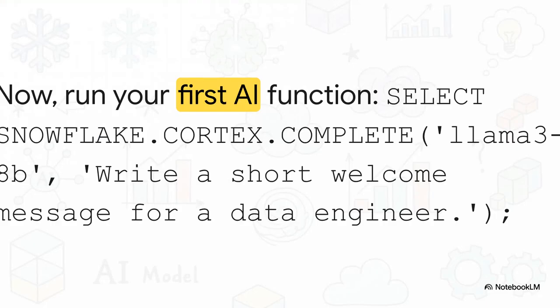Okay, here it is, your very first AI query. We're using the complete function, which is the main tool for generating text. And look how simple it is. It just takes two arguments. First, the name of the AI model you want to use, in this case, Meta's Llama 3-8B, and second, your prompt, which is just the instruction you want the AI to follow. It's really just a simple SQL query.